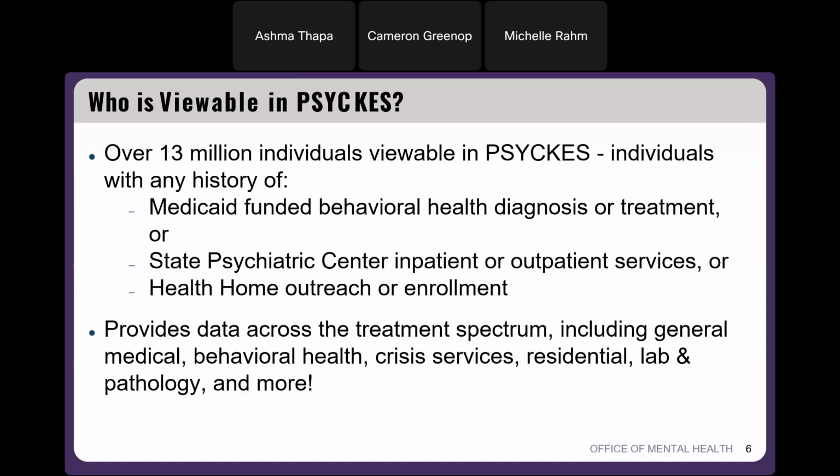So some examples of information that you can find in PSYCKES include data regarding general medical health, behavioral health, lab and pathology, inpatient or ER information, crisis services information, and many other types.